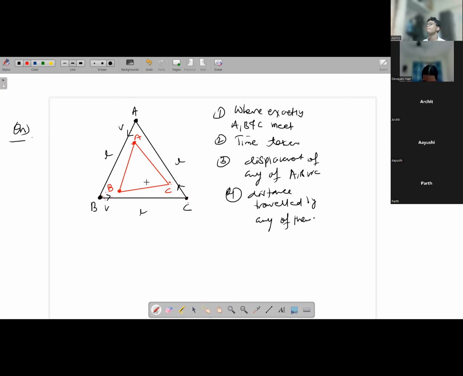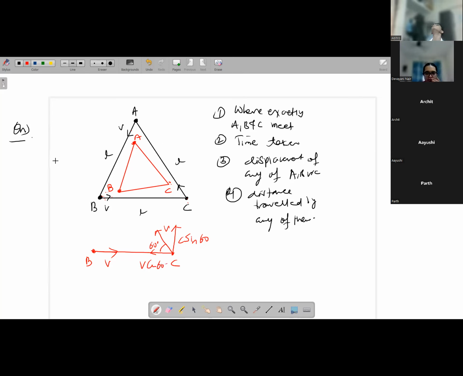And why I can say that they will again form an equilateral triangle? See, if I try to analyze this, B is initially over here and C is here. So B has this velocity, speed V, and C has speed V like this. So this is 60 degrees. So this velocity will have two components: one perpendicular to line BC, that is V sin 60, and this V cos 60.